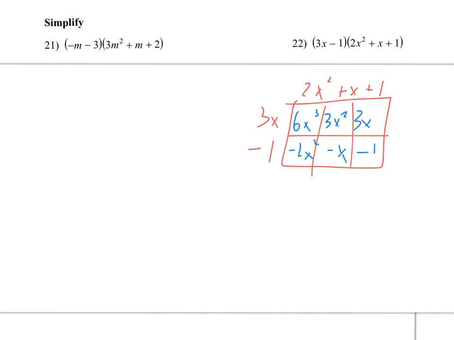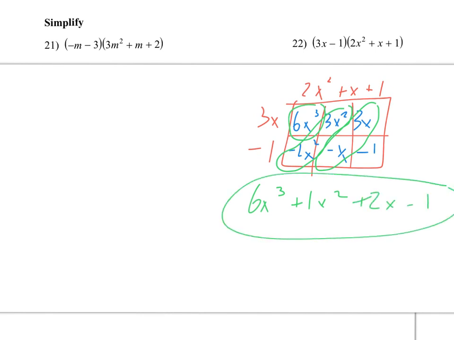So now I'll just combine the like terms here. So 6x to the third doesn't have any. These two are going to combine. 3 minus 2 is just 1x squared. 3x minus 1x will be 2x, and then that negative 1 out back.